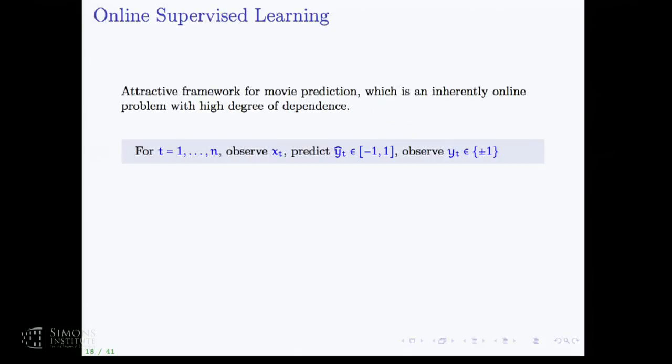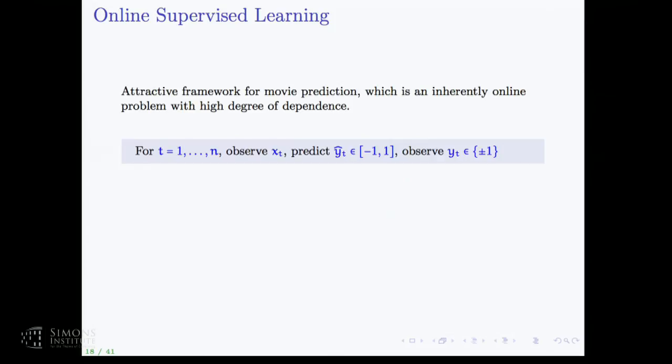So what are we going to do? Let me introduce, instead of online linear optimization, a slightly different setting, which I think is more interesting. This setting is not itself interesting. It's only interesting as a stepping stone to something else, right?